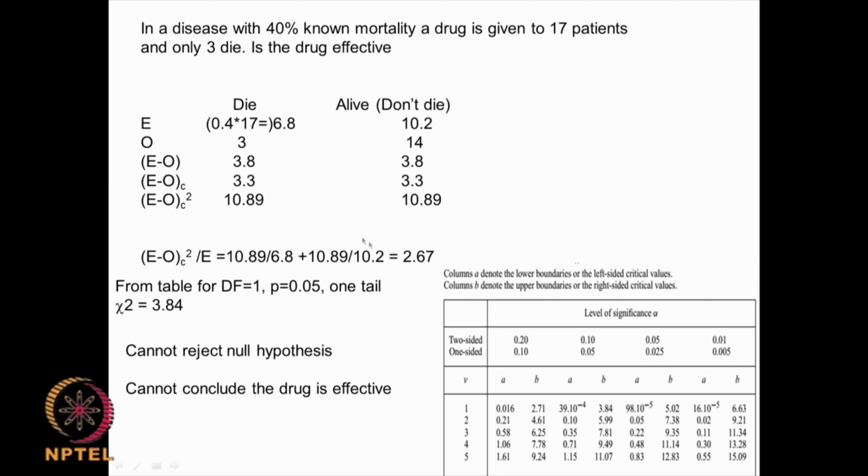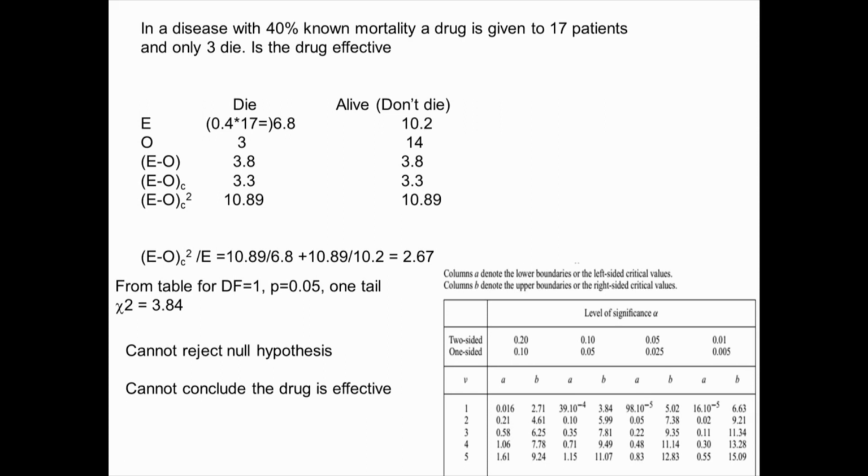So for degrees of freedom of 1, 95%, okay, so we see here 3.84, that is your chi-square value. So we cannot reject the null hypothesis, you understand. So we cannot reject the null hypothesis because you get 3.84 as a table value, your test statistic is 2.67. So cannot reject the null hypothesis, okay. So cannot conclude the drug is effective actually from these results.